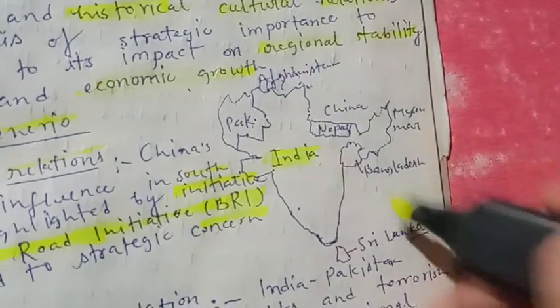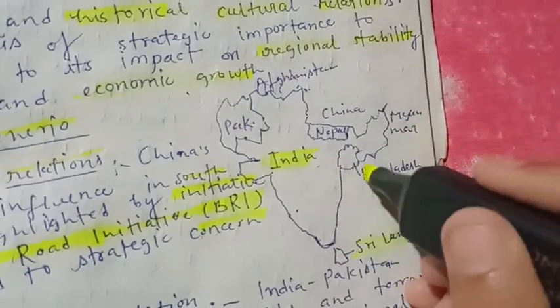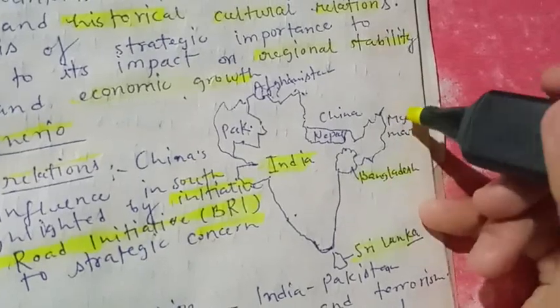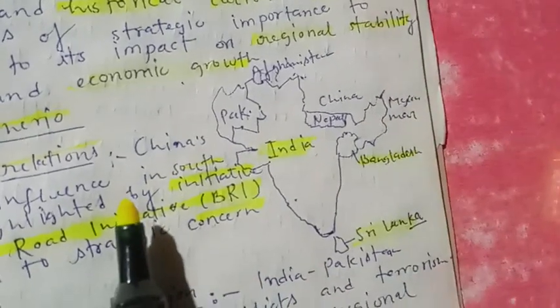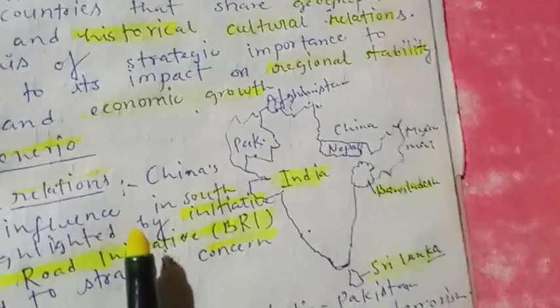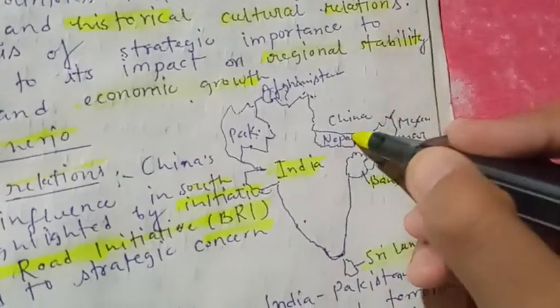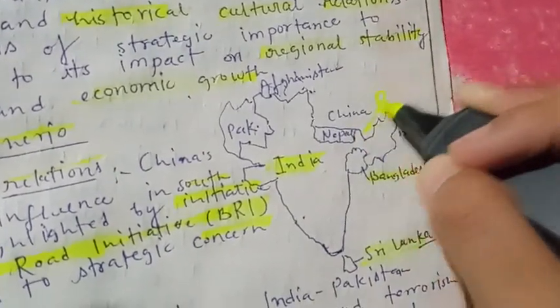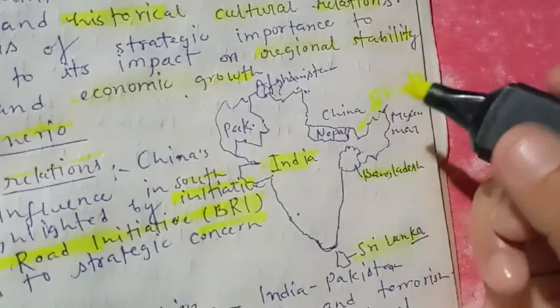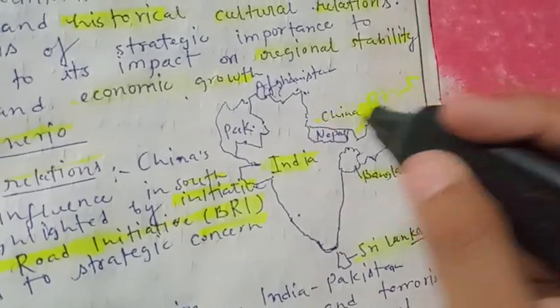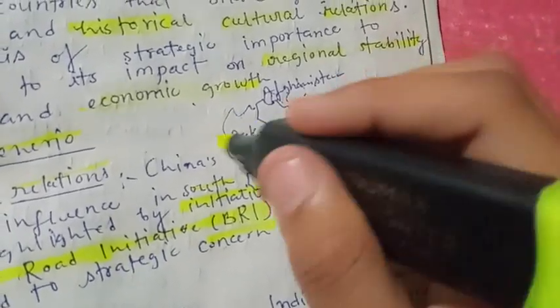So here is India, and this is Sri Lanka, this is Bangladesh. I am so sorry. There is also Bhutan, it was missed here. This is Bhutan, Myanmar, then China, then this is Nepal, this is Bangladesh, sorry, Pakistan.